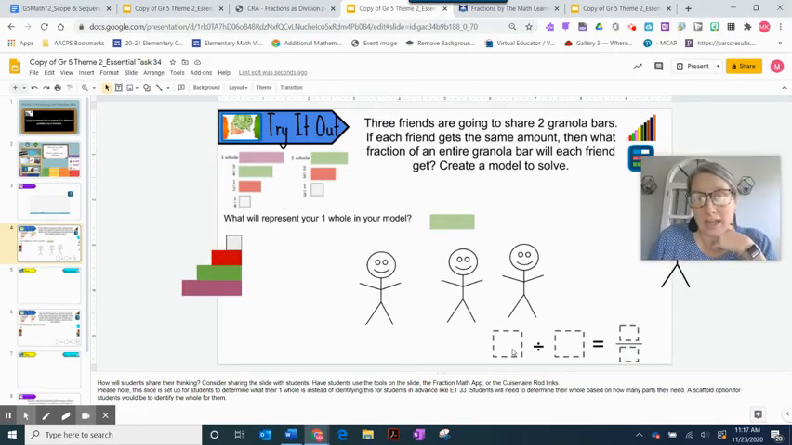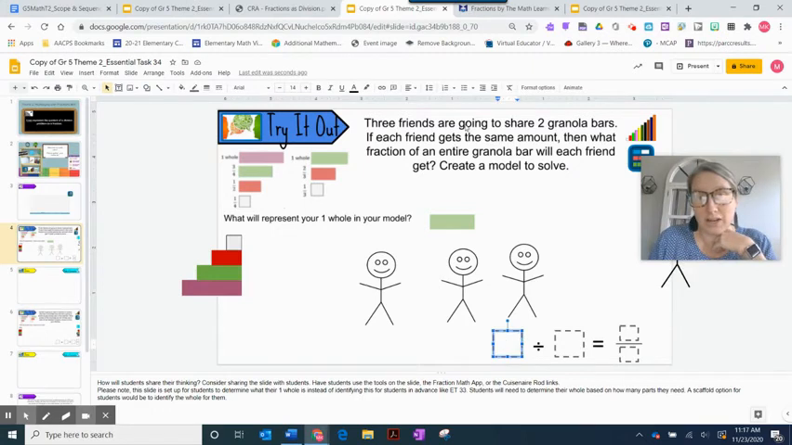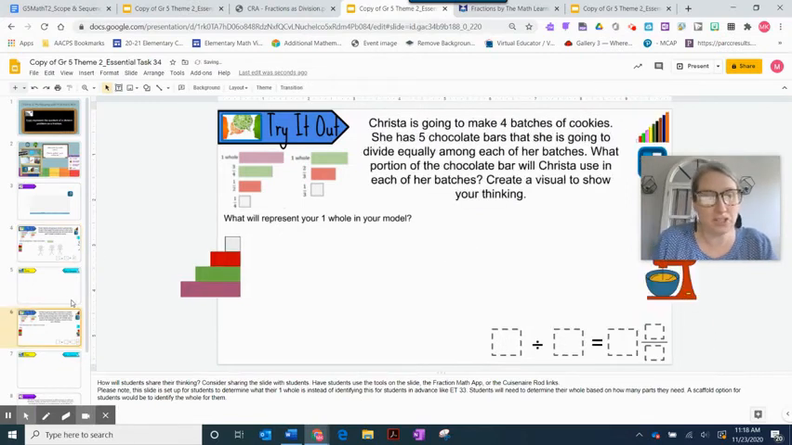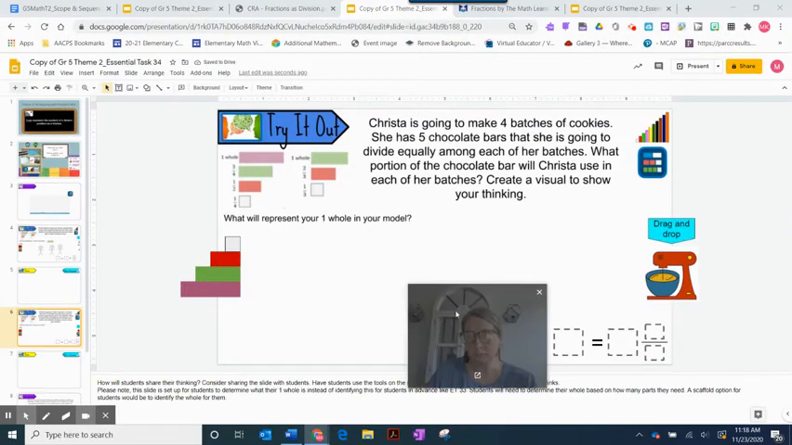On these lessons, we have that division equation here. So if I have 3 friends, they're going to share 2 granola bars. I know that I have 2 granola bars divided by my 3 friends. And once I distribute out my thirds, I know that each friend is going to end up with 2 thirds. So there's just a couple problems like that.